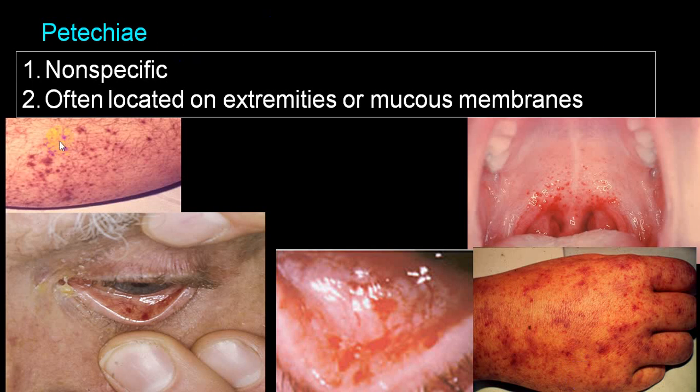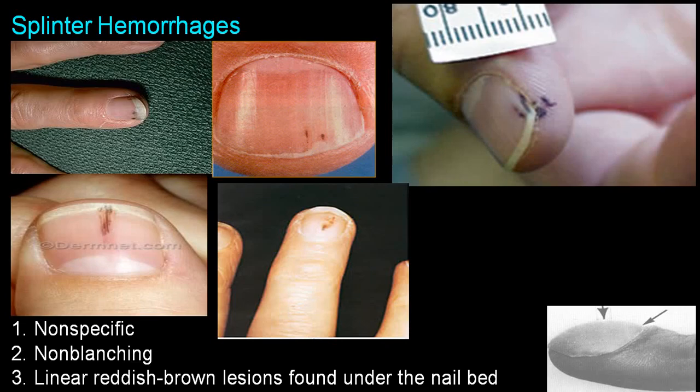These are all petechial hemorrhages on the subcutaneous surface. These are in the oral cavity. This is a conjunctival hemorrhage. This is in the skin. These are splinter hemorrhages. This is clubbing.